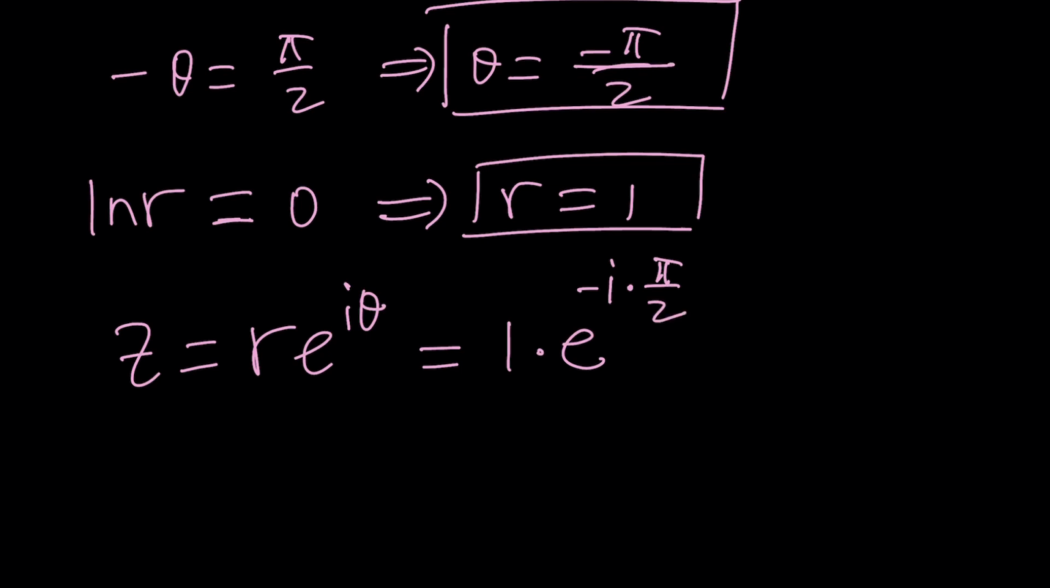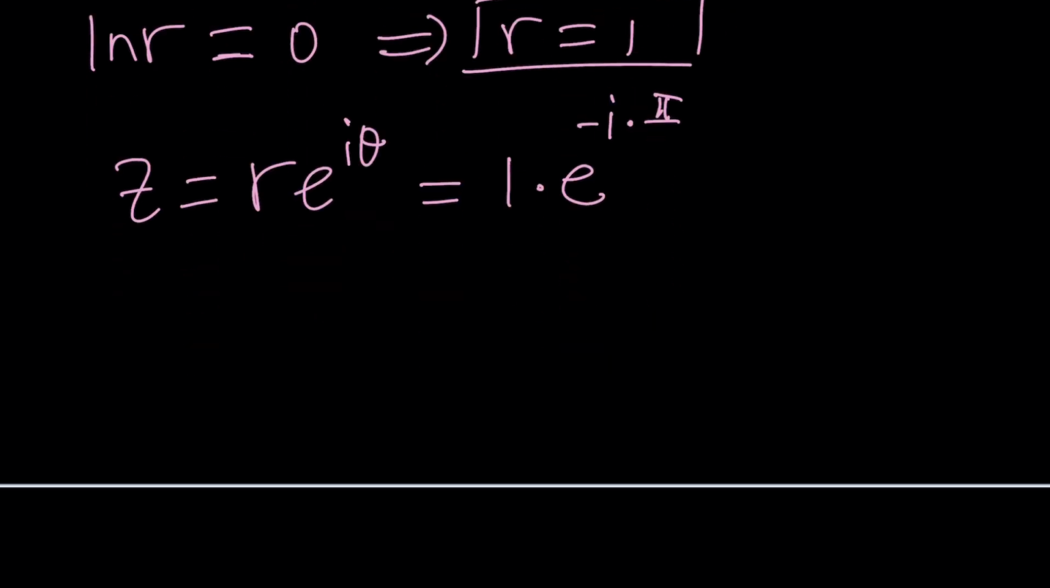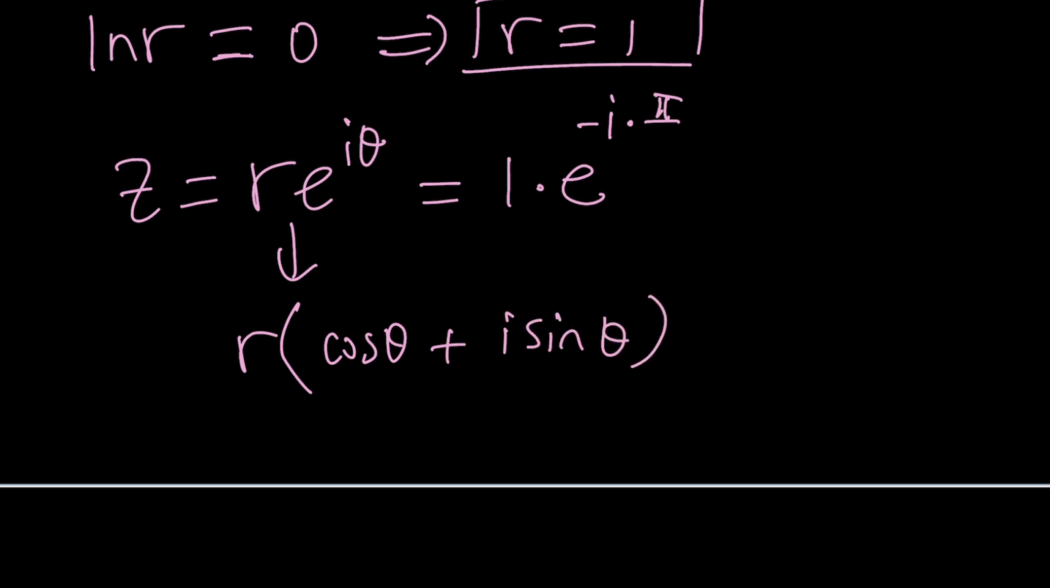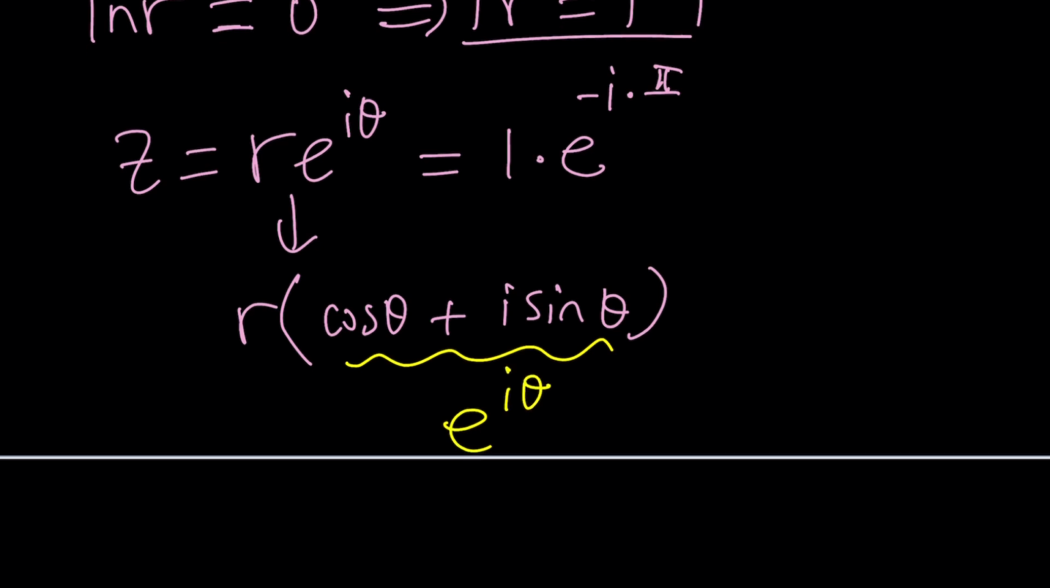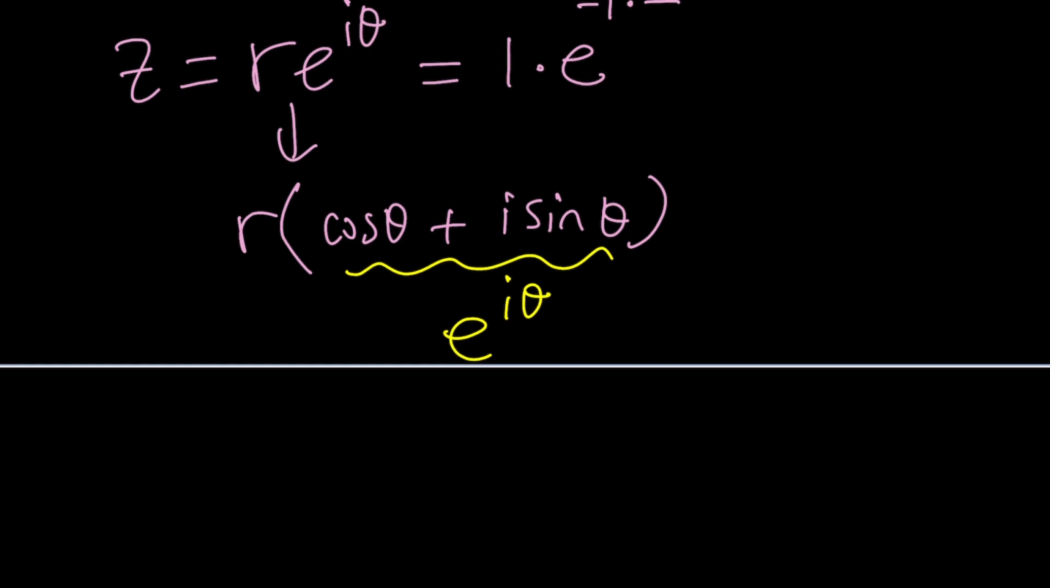But what is that supposed to mean? What does r e to the i theta mean? Well, you can write it as r times cosine theta plus i sine theta, because that's what e to the i theta is. Thanks to Euler, we have a beautiful formula. The most beautiful equation in the world, right? And anywhere else. So this gives us an idea.